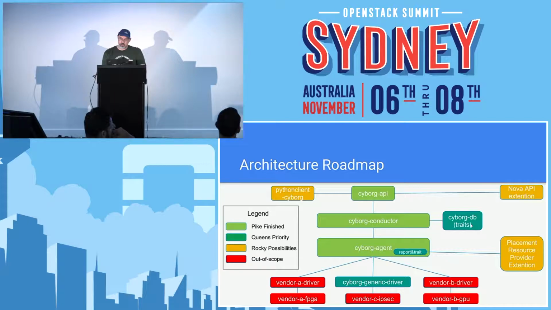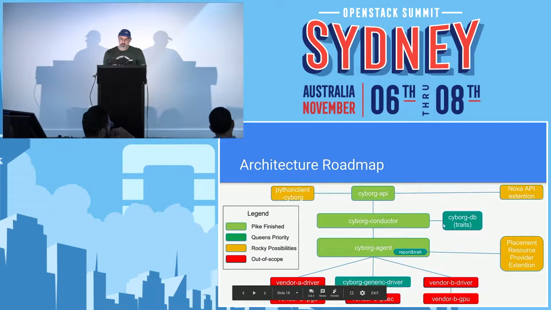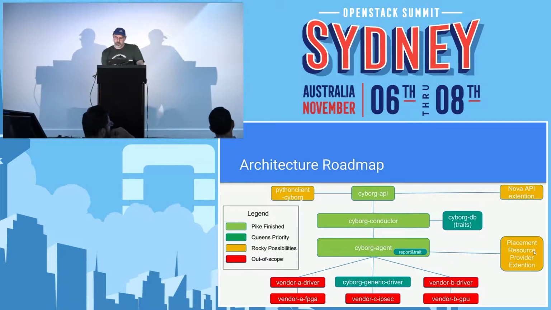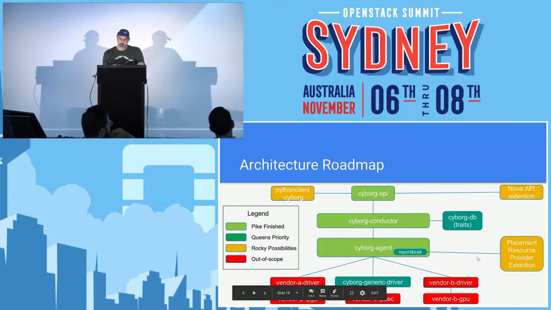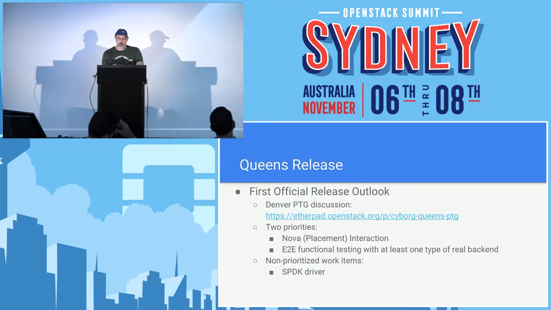So the database, the reporting, the feedback loop, and the generic driver are all being worked upon. And the mustard, I guess, is Rocky possibilities, and I suspect that they're going to get some of these done in Queens as well. And then the red is sort of out of scope, the vendor-specific drivers. That would be the next part when the project becomes more accepted by the community, and we can get the domain experts coming in and adding their flavor to Cyborg.